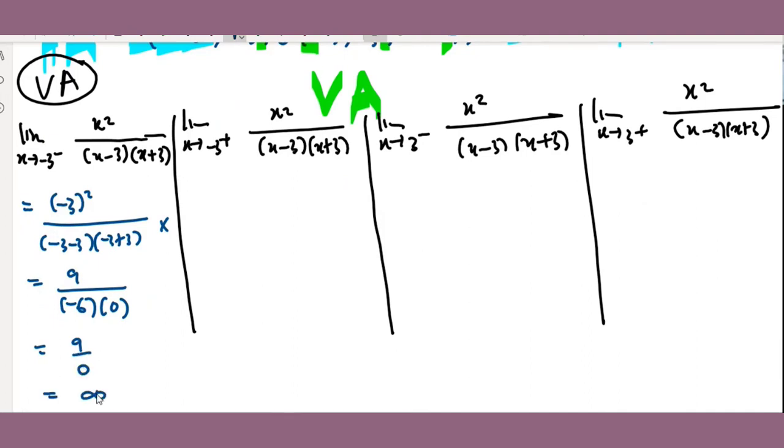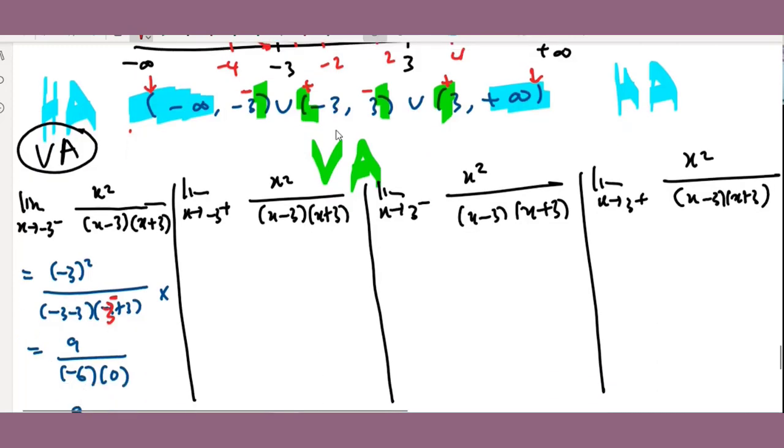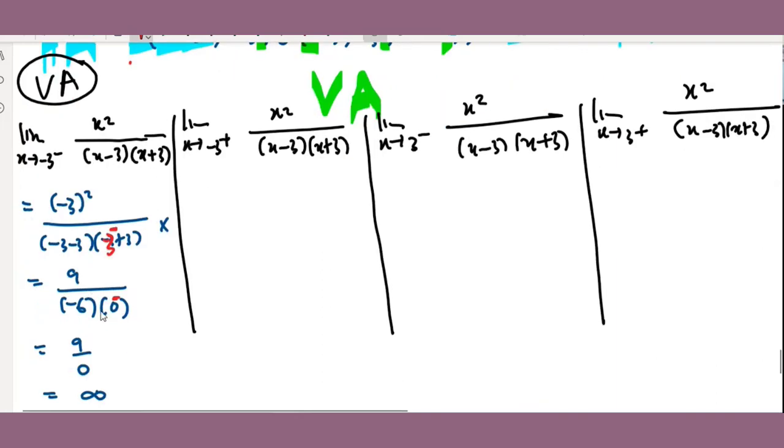Once we get infinity, we check the detail. Which negative 3? Negative 3 from the left. On the number line, negative 3 from the left is here, for example negative 3.001. Substitute: negative 3.001 is less than negative 3, so the sign is negative, negative, positive, so this is positive infinity.